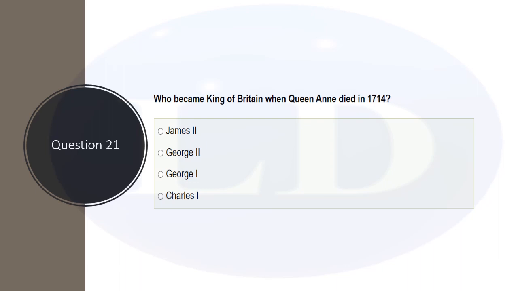Who became King of Britain when Queen Anne died in 1714? The options are James II, George II, George I, and Charles I. So the correct option is George I. After Queen Anne's death, George I became king, and he was the person who could not speak English. He was German, so he could only speak German. So that's why he needed somebody to translate things for him, and that's why he made somebody the prime minister.